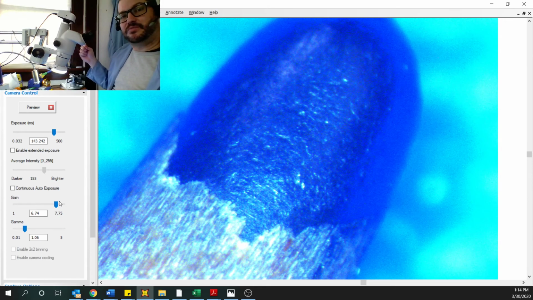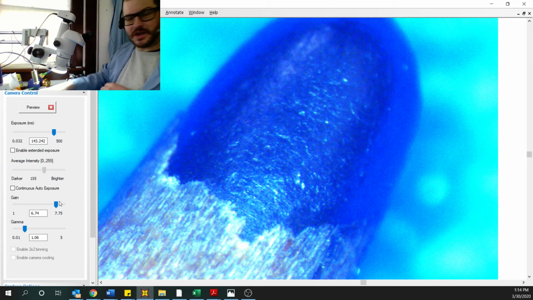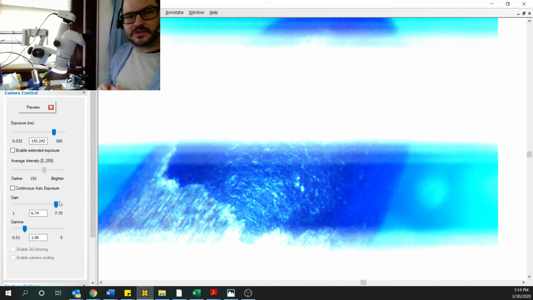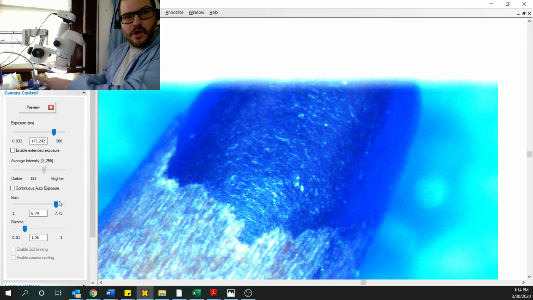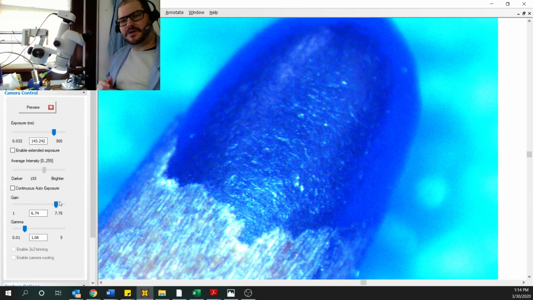Some microscopes have boom stands, some of them are just mounted to their own little stand. I prefer the boom stand because I've got all of this area to work with underneath. So it's more my thing more than anything.